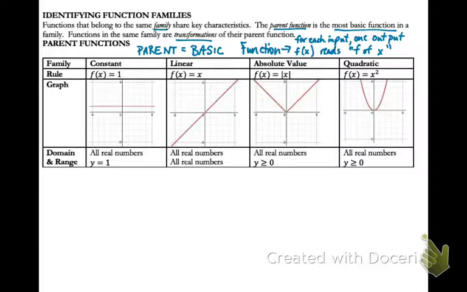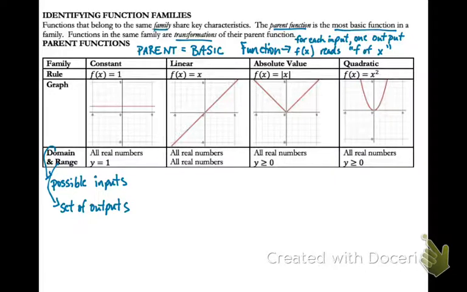So look at that bottom row in the table there, and you'll see domain. Domain means the possible inputs that you can plug into this equation to get a real number output. The range is the set of outputs that you will get after you put those inputs into the equation. All right, now let's go through these parent functions.